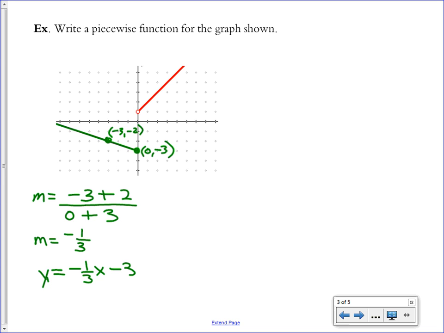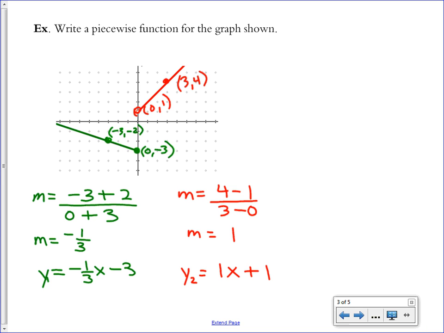I'll switch to red to get the other equation. Remember that you need 2 points from the line to do a linear equation. So here's a point, looks like it's at 3, 4, and this point is at 0, 1. Start by finding the slope, subtract the y values over the x values. The slope comes out to 3 over 3, which is 1. Again, I have the y-intercept, so I'm going to use slope-intercept form. So y2 is going to be positive 1x plus the y-intercept, which is 1.